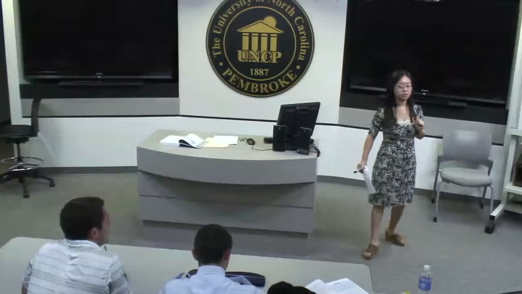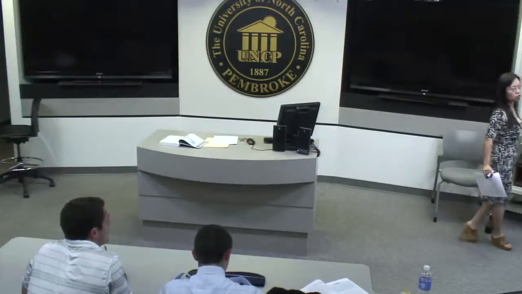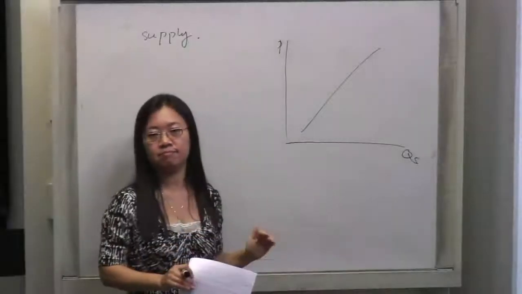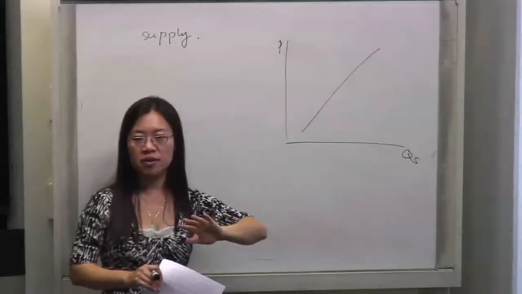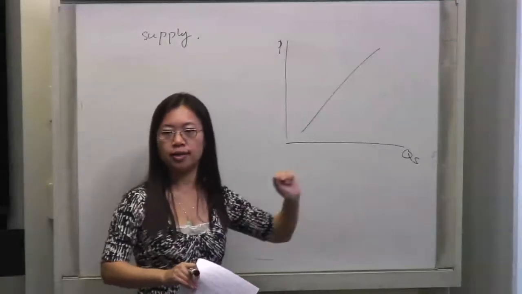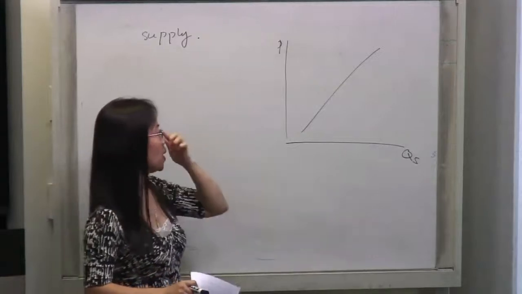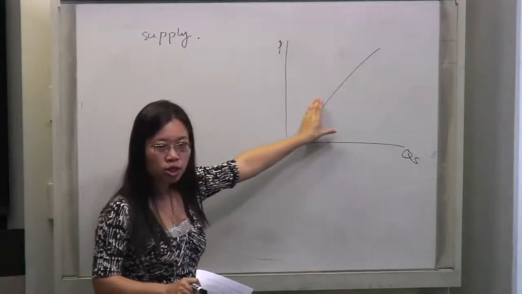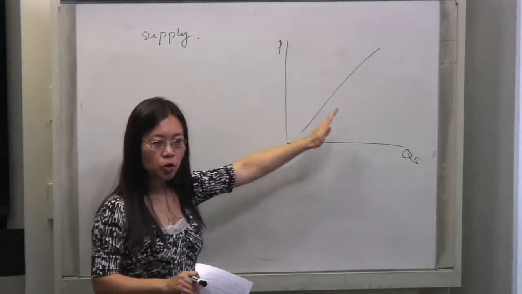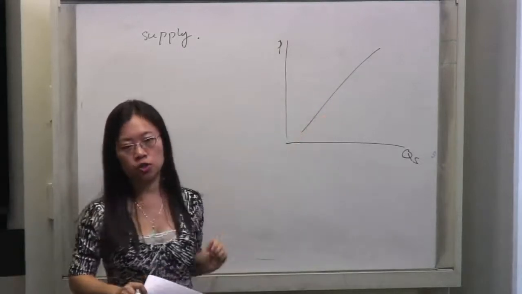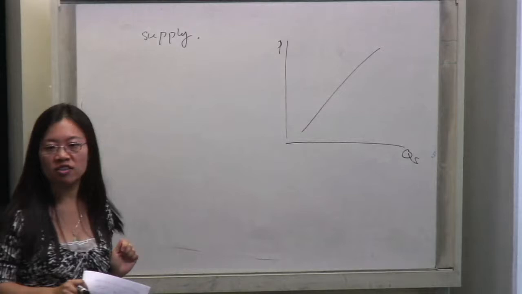Here we talk about the producer side. We isolate the demand side away, ignore that, and just look at the producer side. Again, this relationship is identified when you hold all other factors constant. So what are all the other factors?